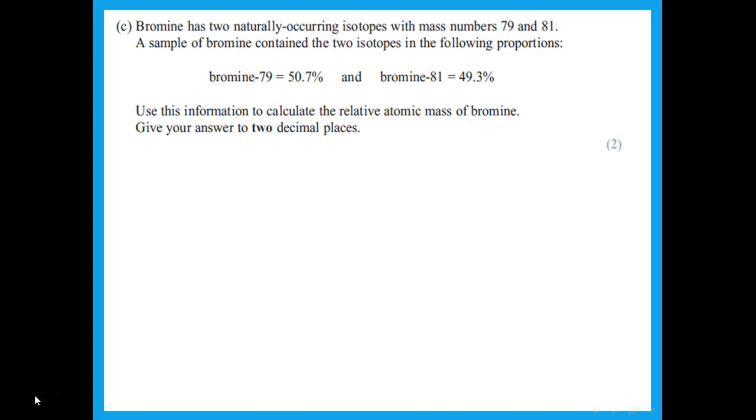It says bromine has 2 naturally occurring isotopes with mass numbers 79 and 81. A sample of bromine contained the 2 isotopes in this ratio. Use this information to calculate the relative atomic mass of bromine. Remember that for the relative atomic mass of bromine, we use the mass number of one times its abundance plus the mass number of the other times its abundance. And the abundance here is the percentage, so we divide by 100. That gives you an answer of 79.99. Now, is this my final answer? Well, let's see. He says you should give your answer to 2 decimal places. So this is your answer.